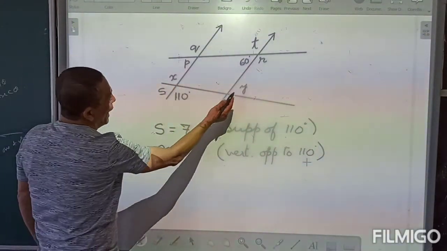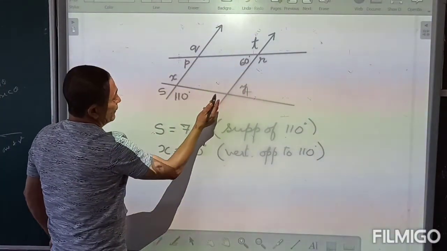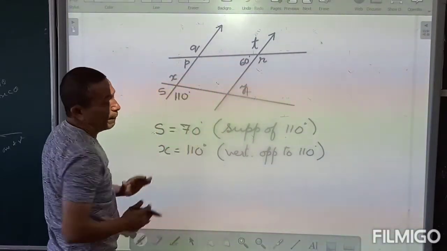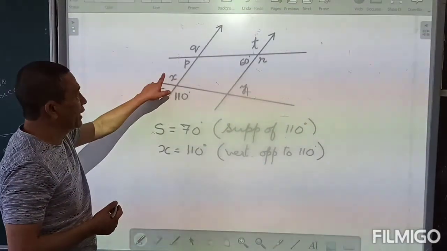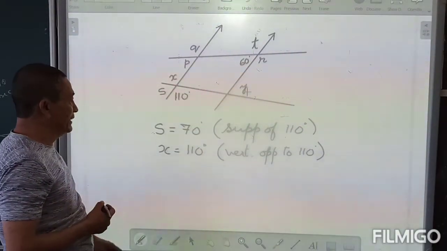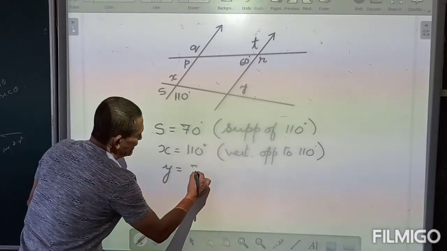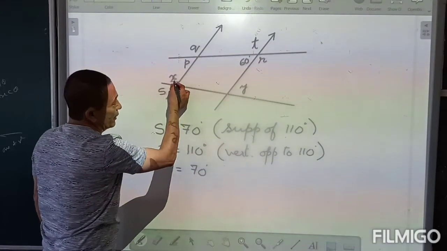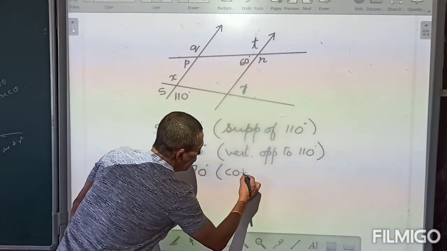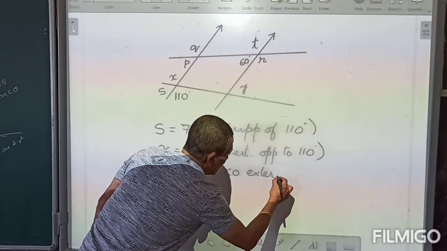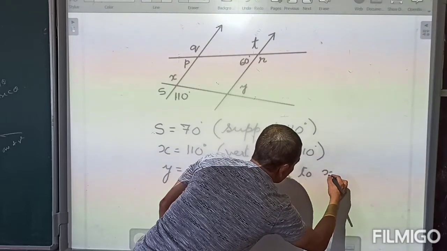Now let's look at y over here. x and y, they are on the same side but outside the parallel lines, which means they are co-exterior angles. Co-exterior angles add up to 180 degrees. Therefore, y will be equal to 70 degrees. Since x is 110, x and y should give me 180. So this is co-exterior to angle x.